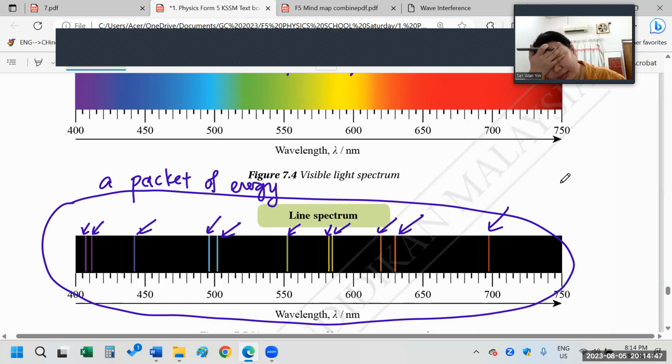Okay, a packet, like you bought a packet of sweets. Inside there are different sweets. So the atom will give out the light like this. So this is called a packet of energy. Then we continue to see how they solved this problem.